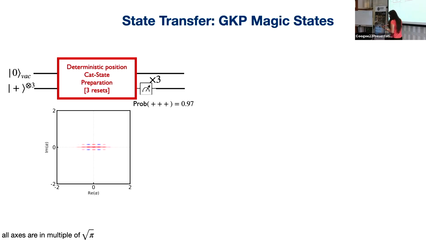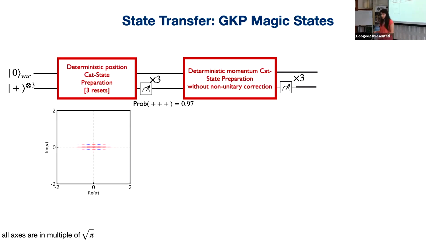Then I'm going to expand my lattice in the momentum quadrature. And here, I can't do the non-unitary correction that I've been talking about, essentially because now I've expanded all the way in X. So that has a very bad back action on my state. Maybe we can correct this back action in some sense. I haven't figured that out yet.